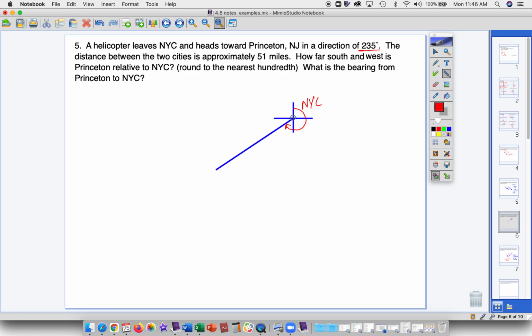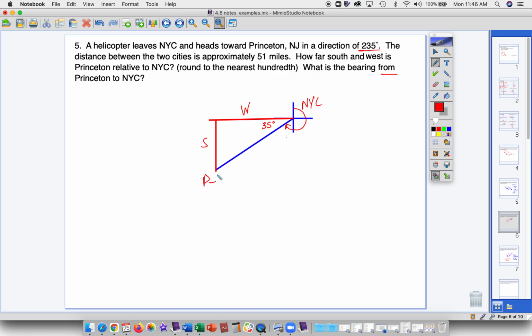Okay. So here's west. Here's south. If that's 235, then this angle is 55, right? Which leaves me with 35 for this angle. So go ahead and find those distances and find the bearing from Princeton back to New York City.